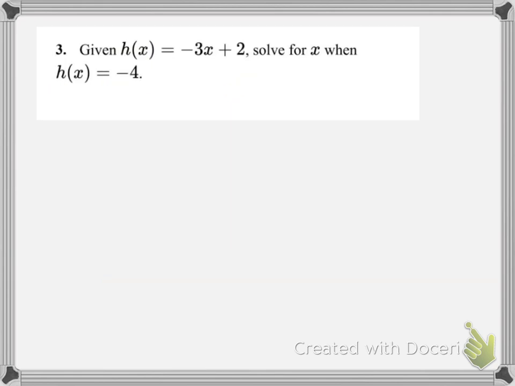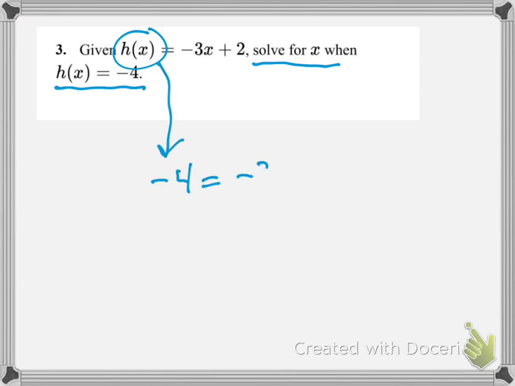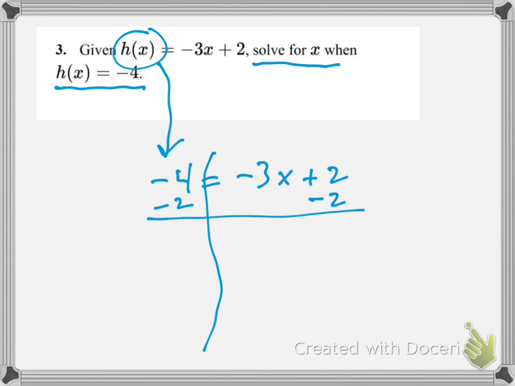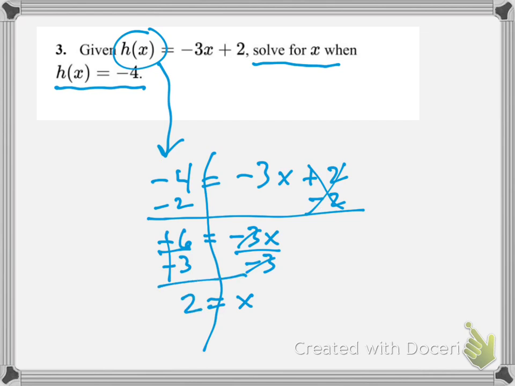All right, again, they give us a function, solve for x. So h of x is negative 4 equals negative 3x plus 2. Okay, minus 2 to both sides. So negative 4 minus 2 is negative 6 equals negative 3x. Divide by negative 3. So x is there. Now, negative divided by negative cancels. 6 divided by 3 is 2.